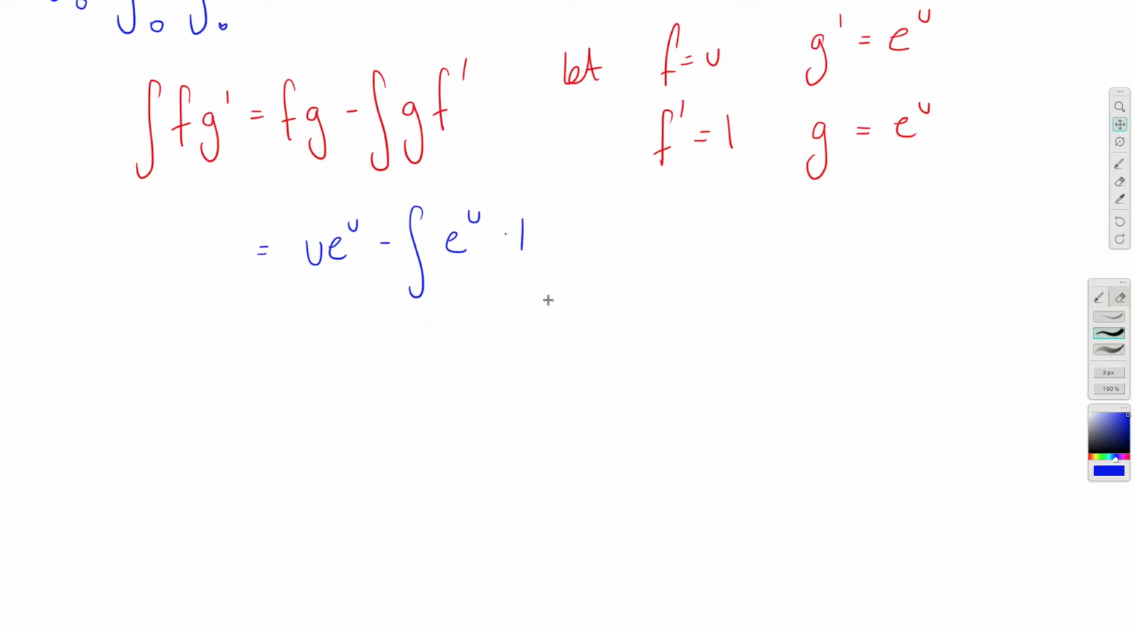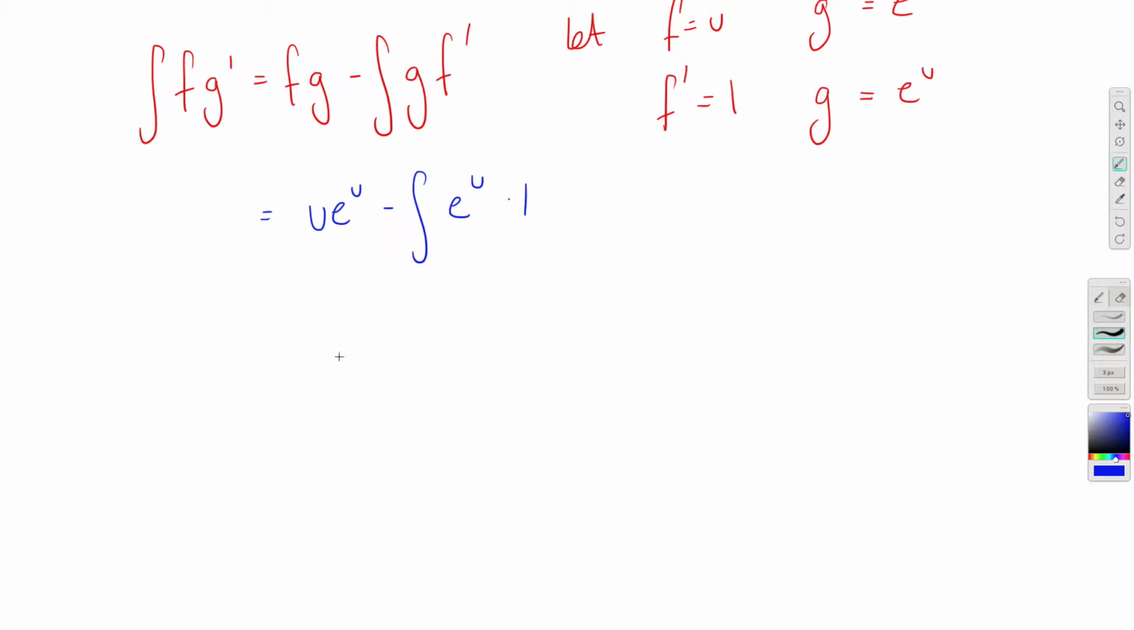So therefore, u e to the u minus the integral of e to the u, which is e to the u. You get that? Man, we must be setting a record for how long this video is going. So we did it. We solved it.